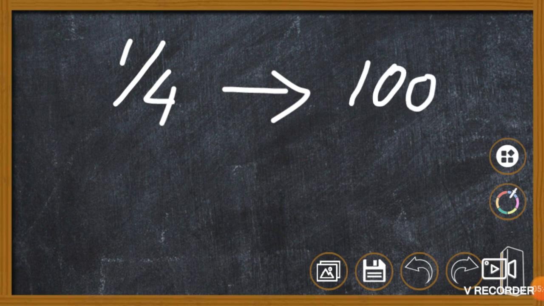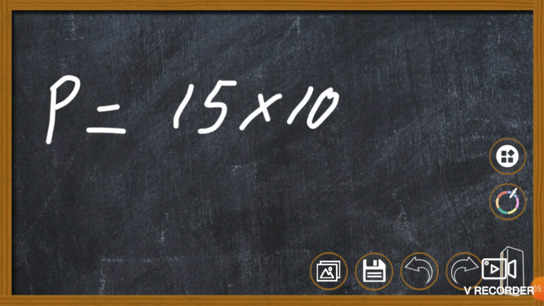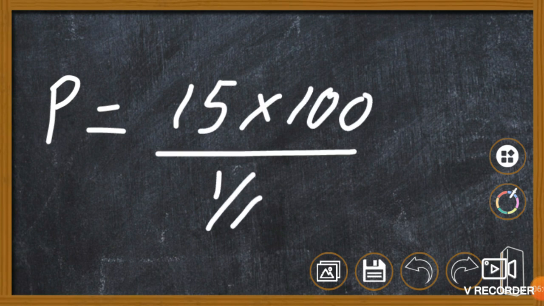If the difference is 1 by 4, then the principal would be rupees 100. Similarly, if the difference is rupees 15, what would be the principal? Let us calculate. P is equal to 15 into 100 by 1 by 4. 15 is the difference, 100 is the principal, 1 by 4 is the difference of compound interest and simple interest that we have calculated.